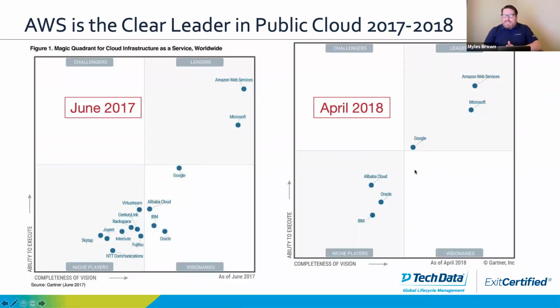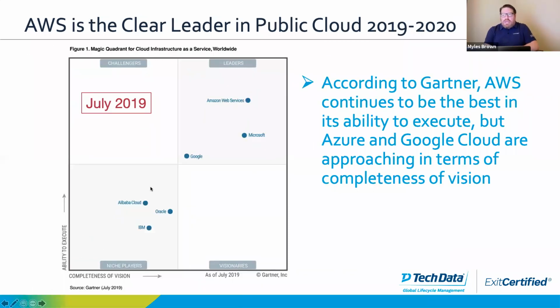Right? And what we see is moving from about a year, 2 years ago to almost a year ago in 2019, Google has moved up a little bit more. Microsoft's kind of getting closer in terms of completeness of vision, right? They're all kind of getting closer in the breadth of services that they offer. But AWS is still maybe highest in the ability to execute, right? And so that's kind of what Gartner looks at.